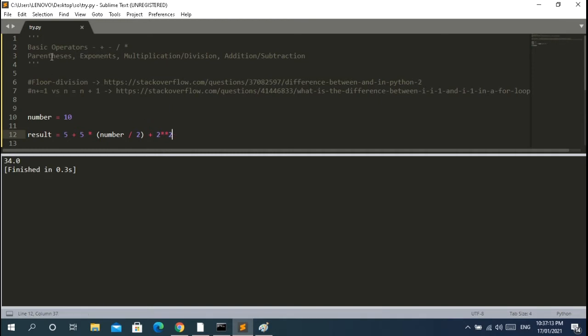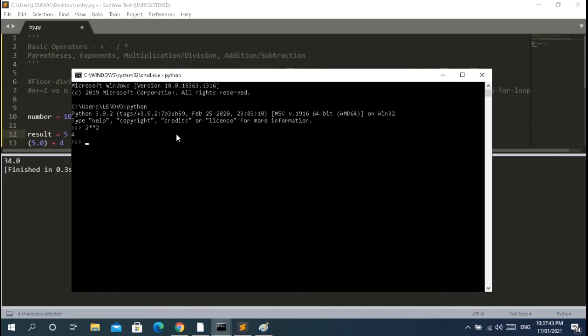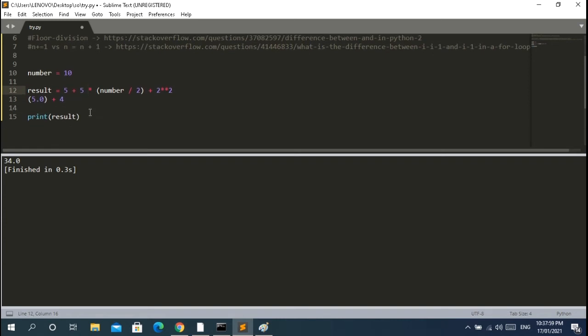So first is parentheses, which is 10 divided by 2, basically 5.0. Then what's next? Parentheses, exponents. What has an exponent here? This one, 2 raised to 2, so it's 4, right? Plus 4. Let me recheck it. Yes, it's 4. So you do the exponent first, then what's next? Multiplication and division. There's a plus and a multiplication here. Which comes first? Of course, multiplication.